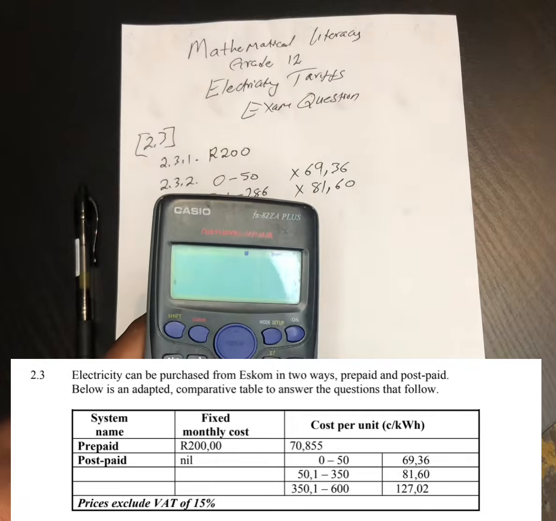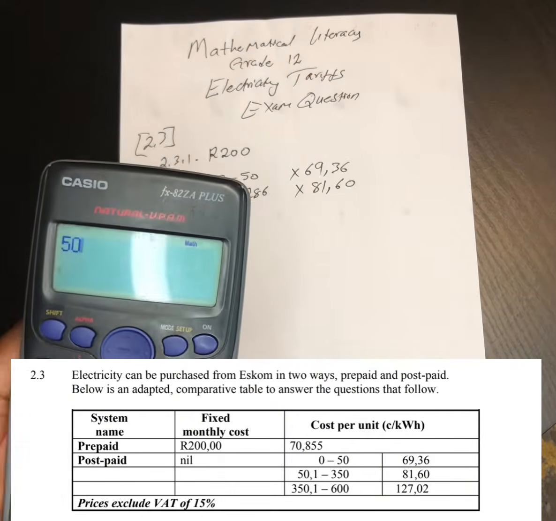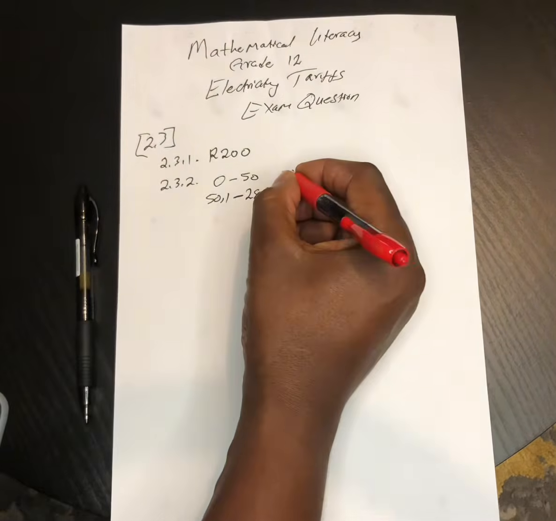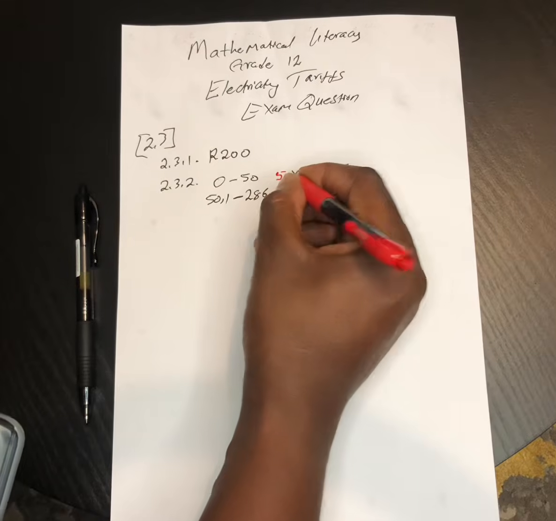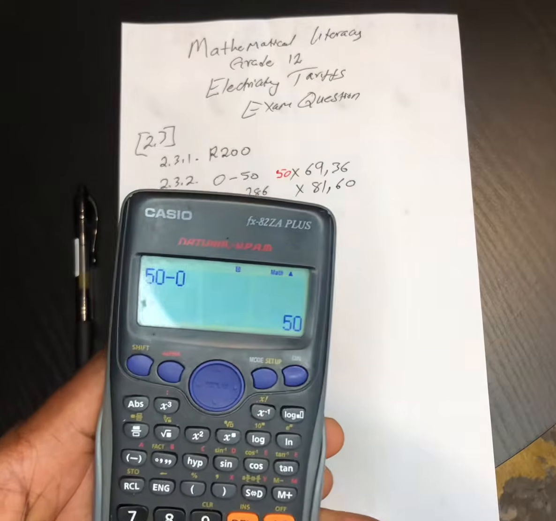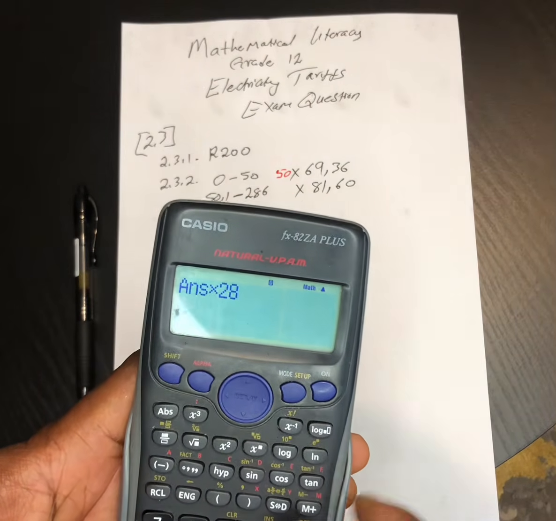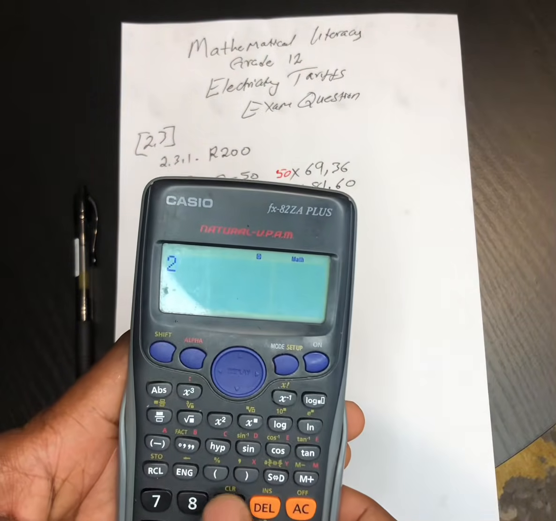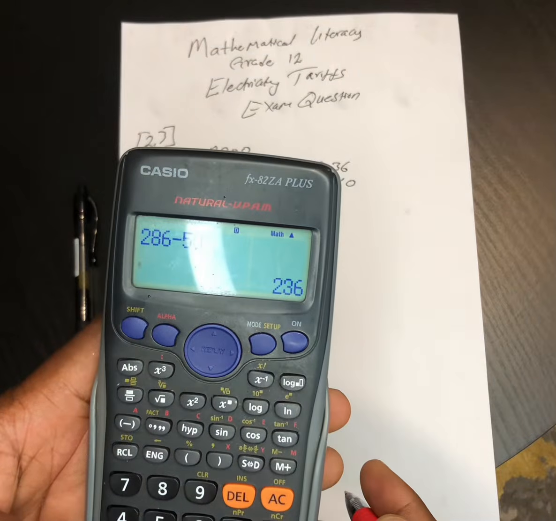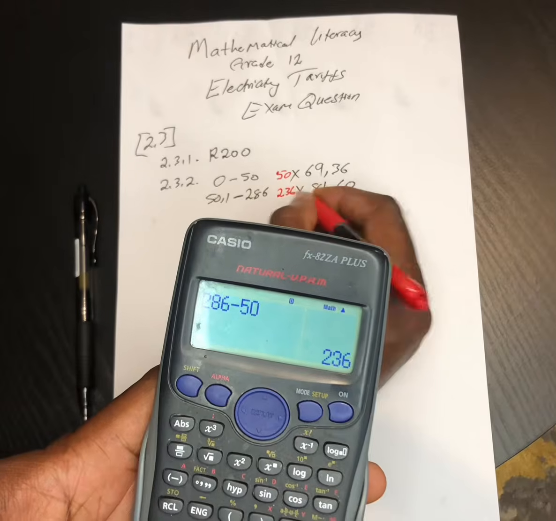Now let's calculate the difference. The first difference is 50 minus 0, which is 50. I'll write it with a red pen here. I'm going to say 50 multiplied by the amount of the first interval. The second one, we're going to say 286 minus 50. We find that it is 236.